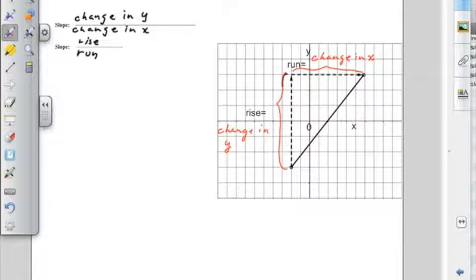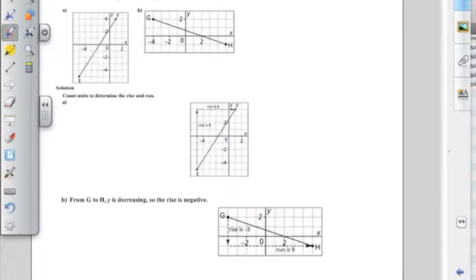Okay, so you notice that it starts at the 2 endpoints, and that there's a right triangle drawn. Okay, we want that right triangle with the square. Let's go on to our first example. Example 1 says determine the slope of each line segment. Okay, so in our solution, which starts here, the instructions are count units to determine the rise and the run.